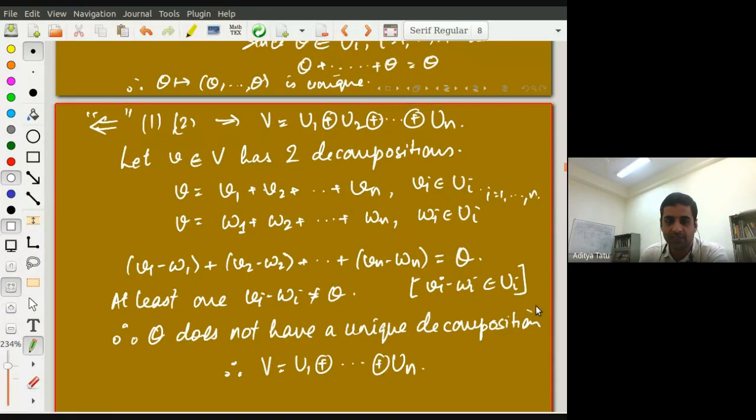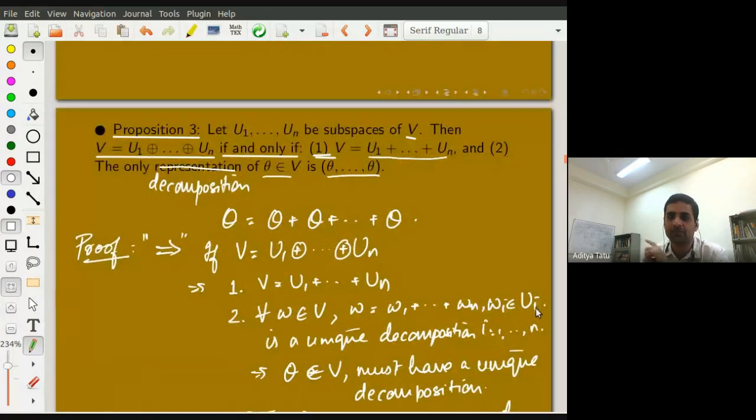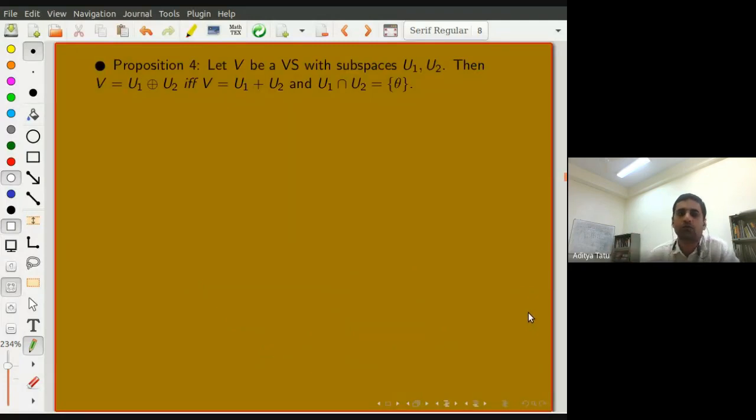So this is a result for n subspaces to be a direct sum. If you have only two subspaces under consideration, then the conditions are slightly simpler. The only condition is that the intersection of these two subspaces must be only theta.